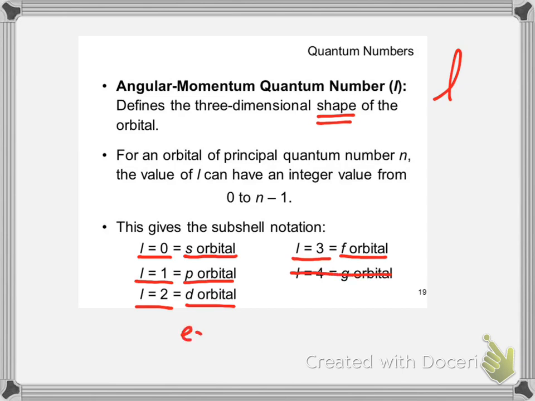Let me give you an example. 3p. Can you give me the n and the l? All right, remember we said n is this number. So the energy level is 3. Then for the l, you look at the sublevel. Here's p. What's the l for p? It's 1.